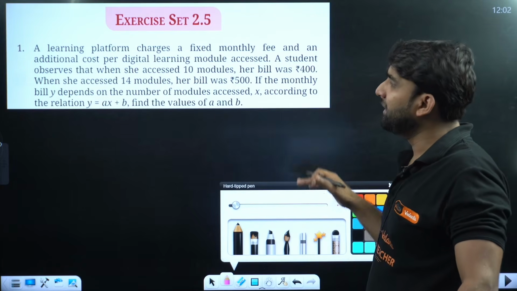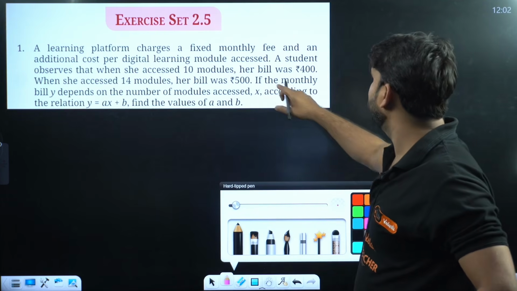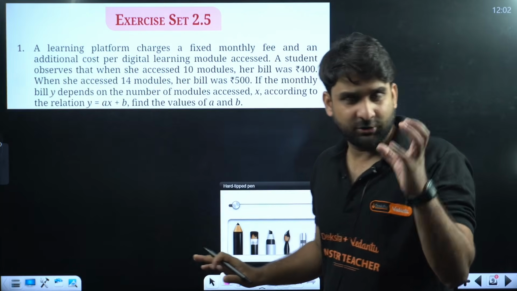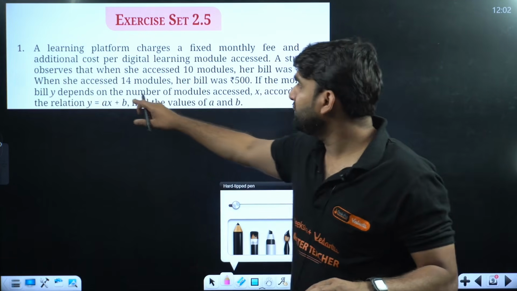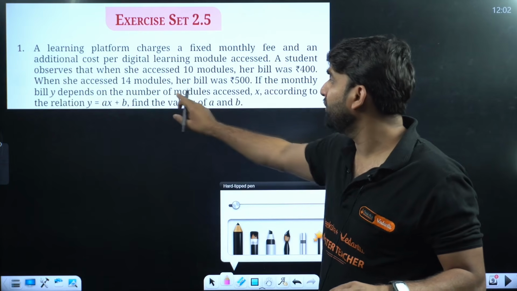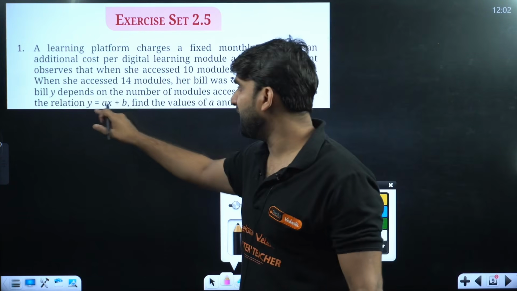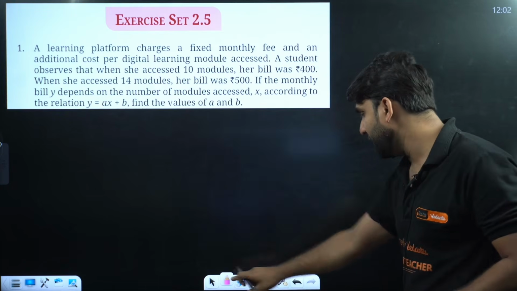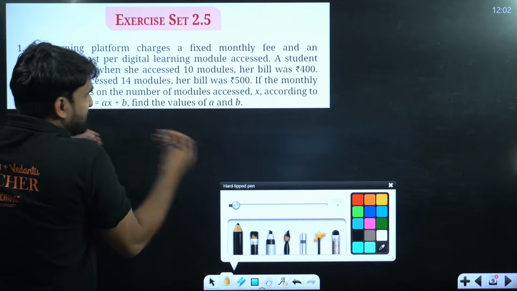If the monthly bill Y depends on the number of modules accessed, where the number of modules is represented as X, according to the relationship Y equals aX plus b, find the value of a and b. Y is the total amount that she has to pay to the platform. Very good question. So let's first decide what is Y and what is X.